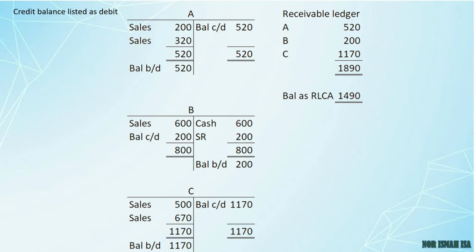So for the 400 here, you do not need to make an adjustment for the receivable ledger control account because this happened in the receivable ledger list. So what you need to do is just record it correctly, which is to put the minus sign, and you will get the correct figure of 1,490. So you just need to correct the receivable ledger balance, each customer's balance.